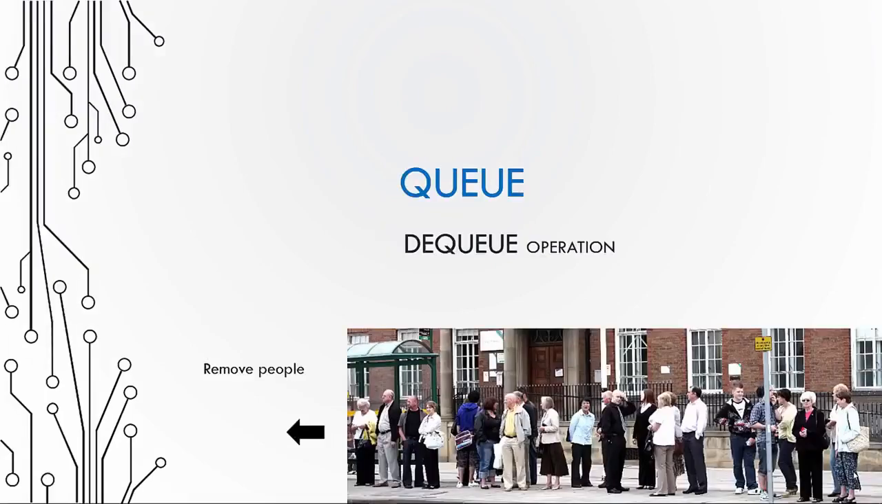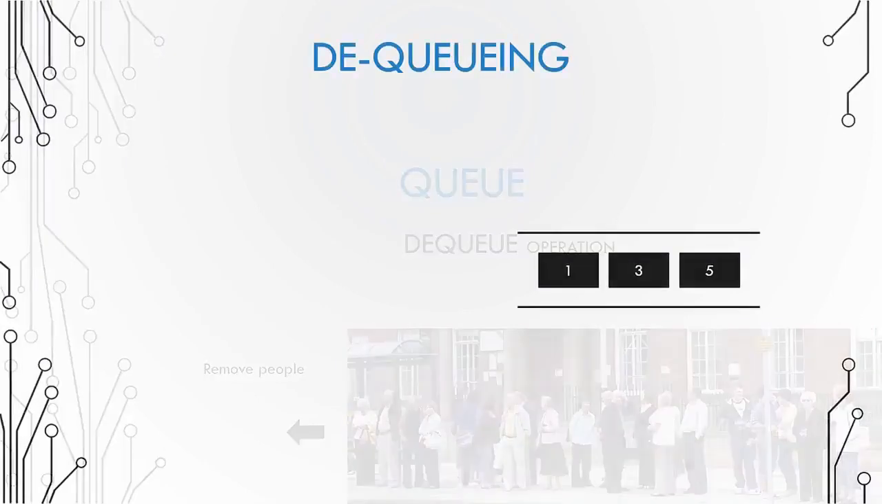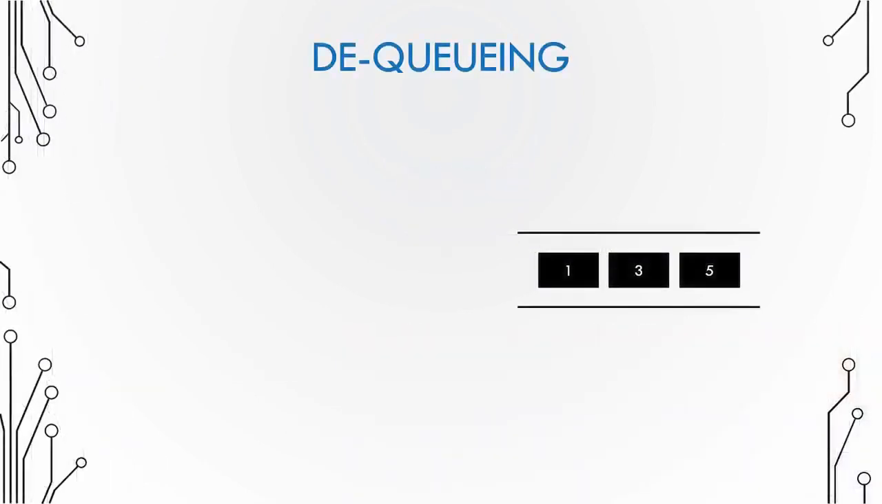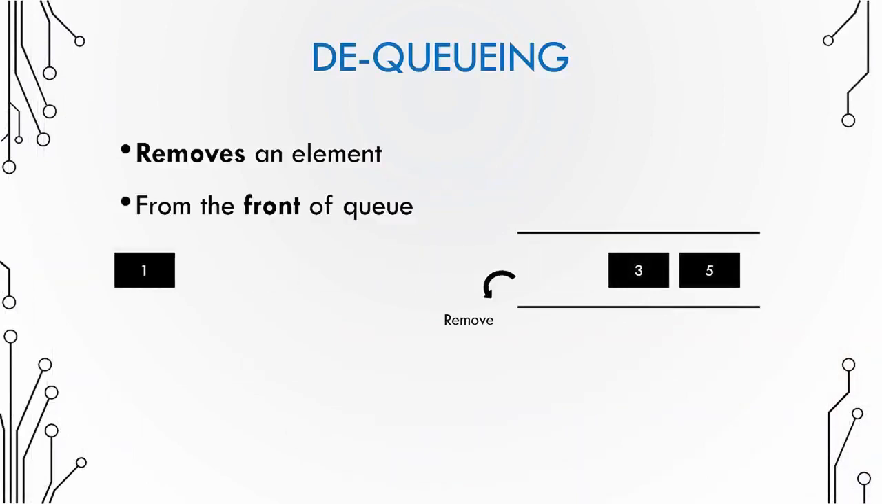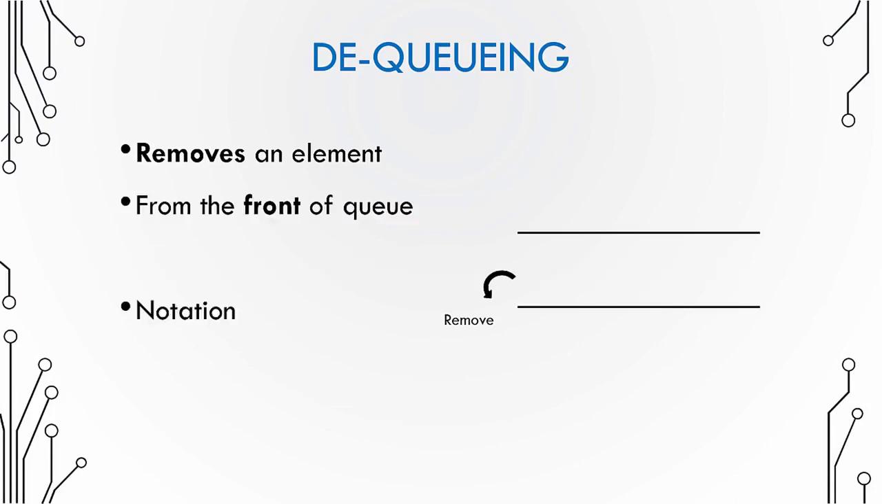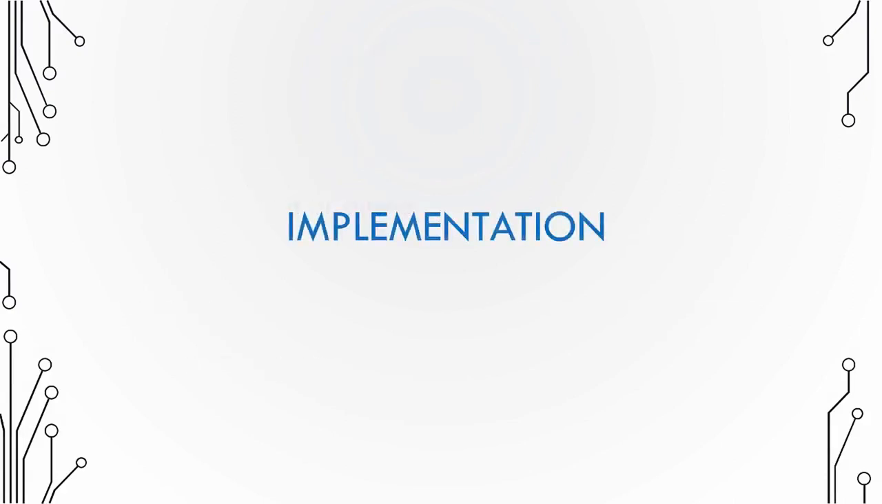In this video, we are going to check how we perform a dequeue operation on a queue and its possible implementation scenario. So what is dequeuing? Well, dequeuing removes an element from the queue. And from which end does dequeue remove that element? Well, from the front end. The notation for dequeuing is you just have a function which is called dequeue, and it usually returns the value that has been removed from the queue. So let us see a possible implementation scenario for a dequeue operation.